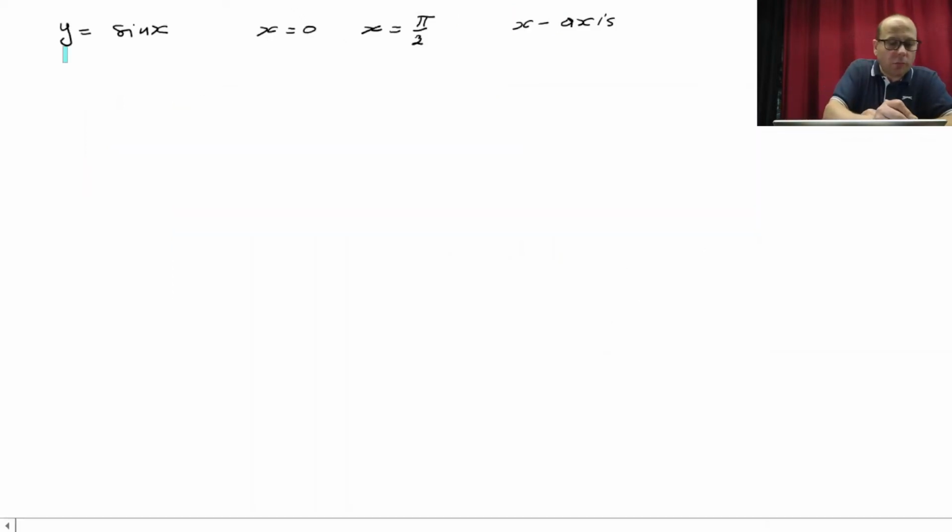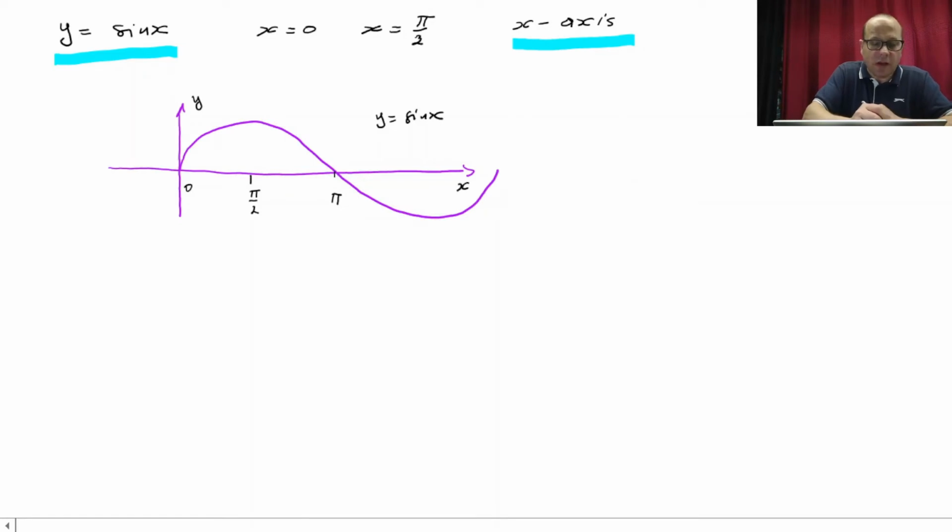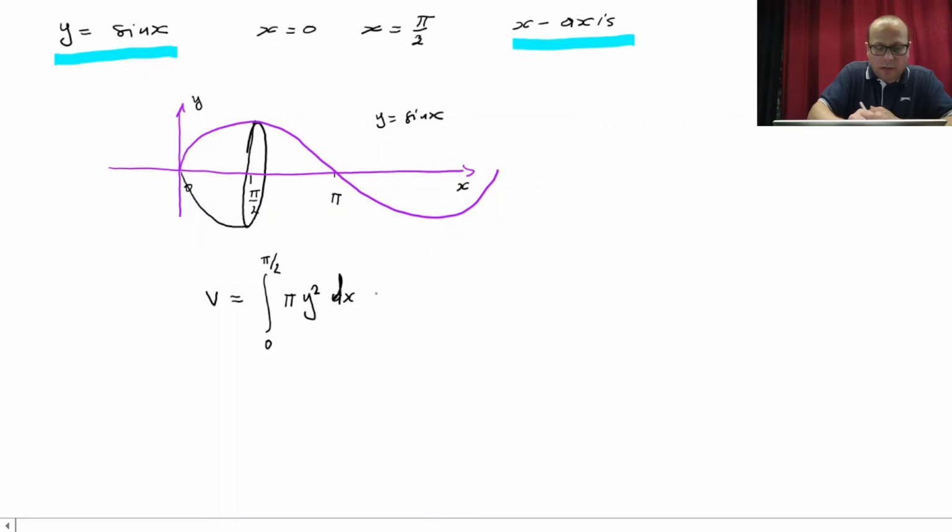Let's find the volume when the function y equals sine x is rotated on the x-axis. So let's sketch. Then I'm rotating this function from 0 to pi by 2, and that will be the solid. So the formula for the volume will be equal to the integral between 0 and pi by 2 of pi y squared dx. So that's the integral from 0 to pi by 2 of pi sine squared x dx.